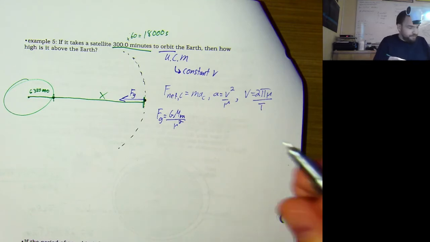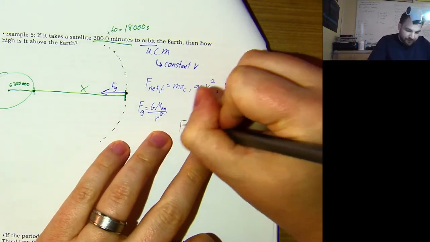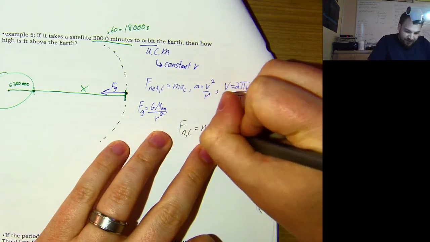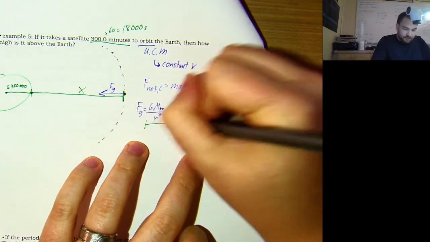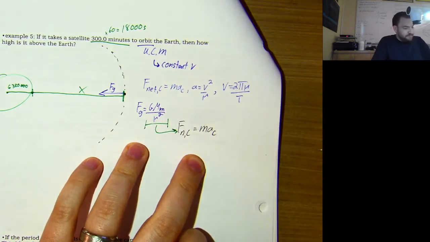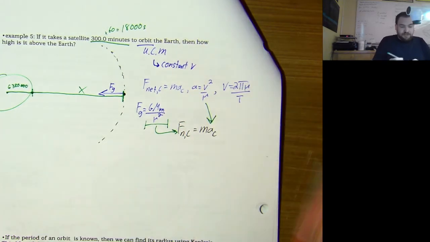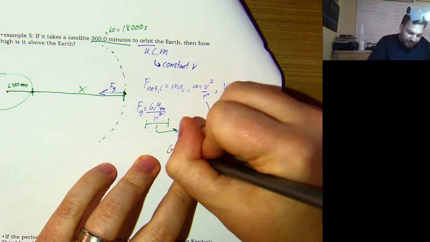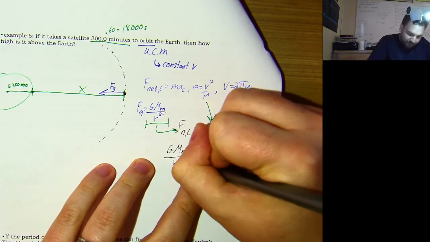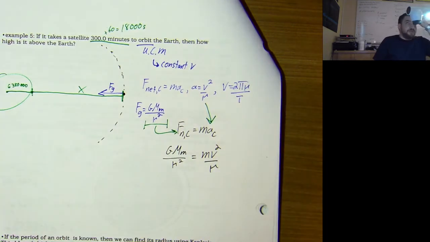Here we go. We're going to start with this, and I'm going to put it right here: Fnet equals m a c. This expression here is my net force, and this expression here is my acceleration. So we're going to get, keep going in black, big G, big M, little m over r squared equals m v squared over r. First thing we're going to do is what?